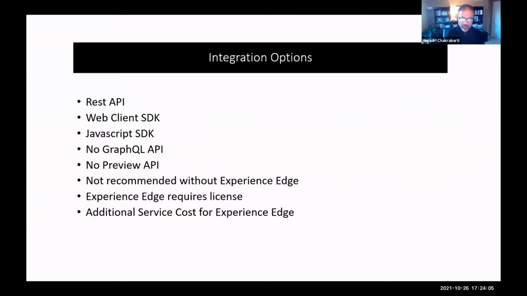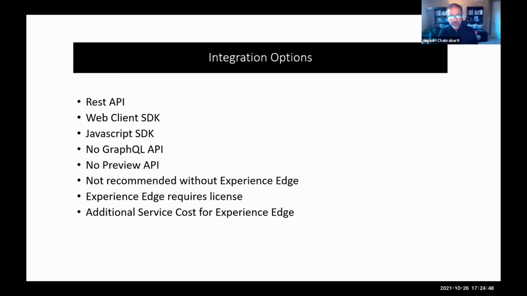So the integration options in Content Hub. Content Hub provides a REST API and a web client SDK, a JavaScript SDK. So these are the three options, used to be, if you are working with Content Hub. If you do not have Experience Edge, there was no GraphQL API, no preview API as such. So the API that I used is actually the JavaScript SDK to get to the data.